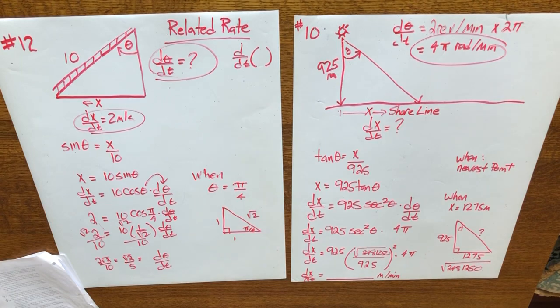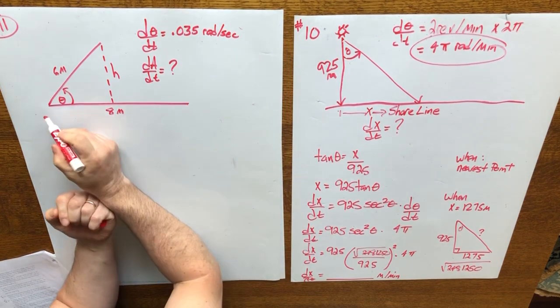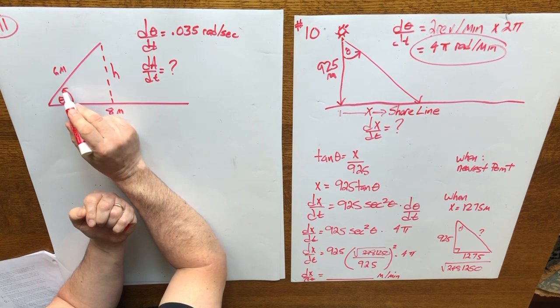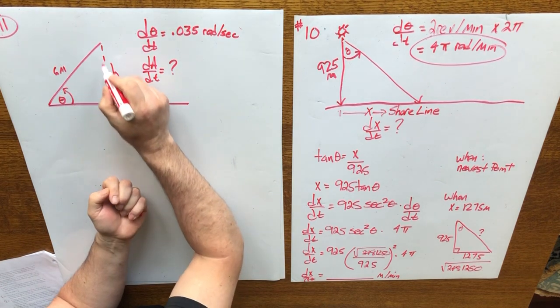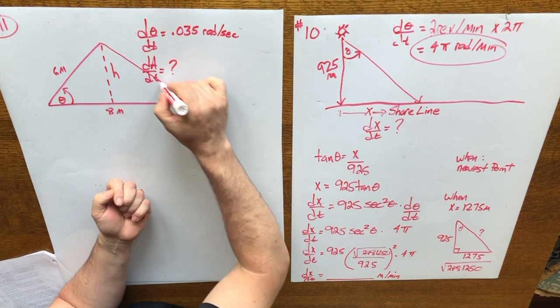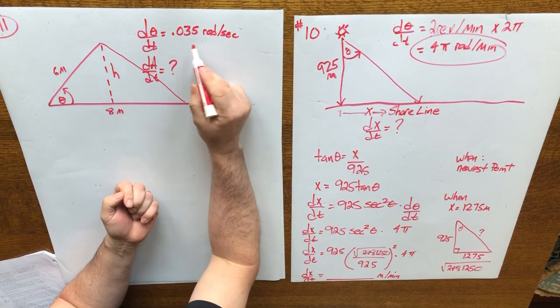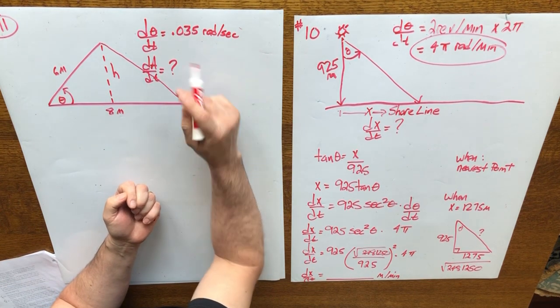The next question I'm going to try is number 11. In number 11, they give you two sides of a triangle, 8 meters long here, 6 meters long here, and this angle keeps getting bigger and bigger and bigger. And as that gets bigger, it makes the height taller, and it's going to change the area of the full triangle. Theta is changing at 0.035 radians per second, and they say, how fast is area changing?